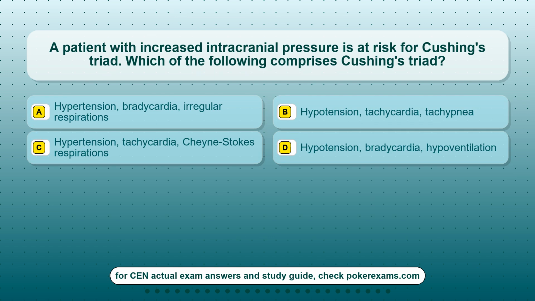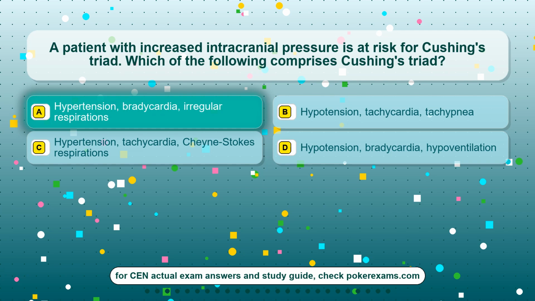Question 20. A patient with increased intracranial pressure is at risk for Cushing's triad. Which of the following comprises Cushing's triad? Option A, hypertension, bradycardia, irregular respirations. Option B, hypotension, tachycardia, tachypnea. Option C, hypertension, tachycardia, Cheyne-Stokes respirations. Option D, hypotension, bradycardia, hypoventilation.